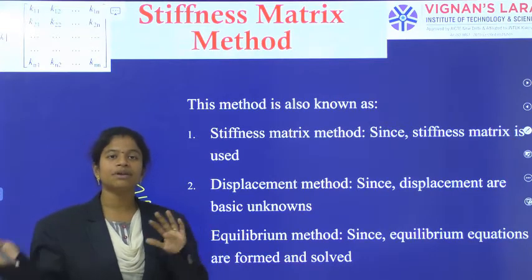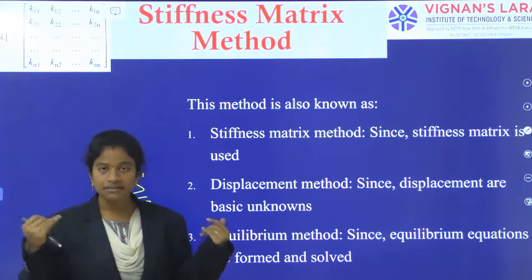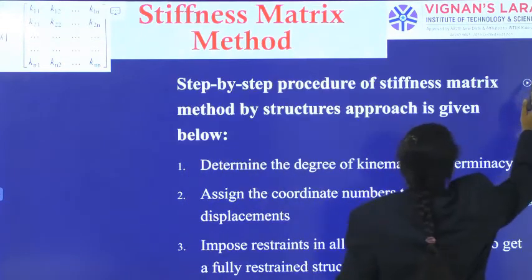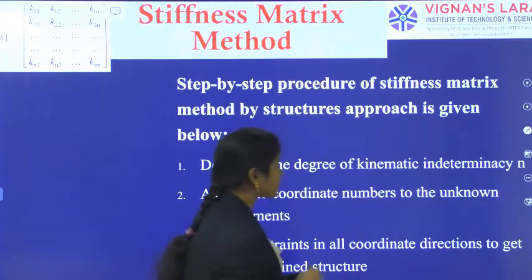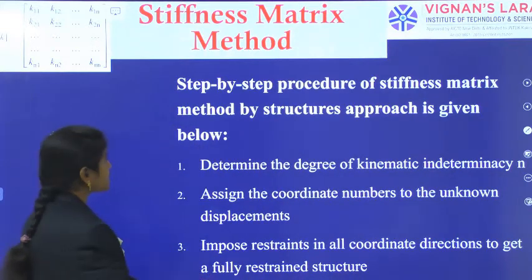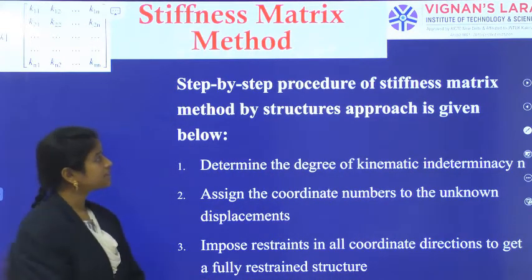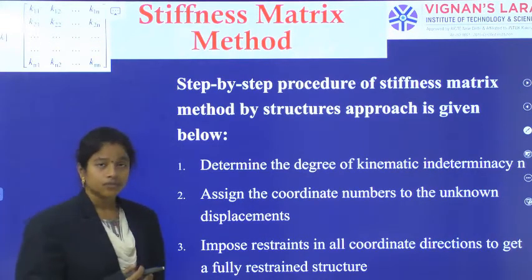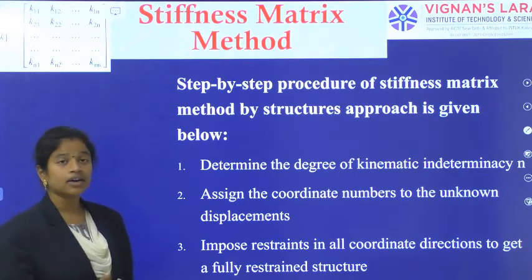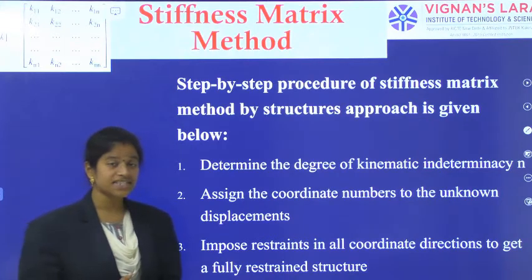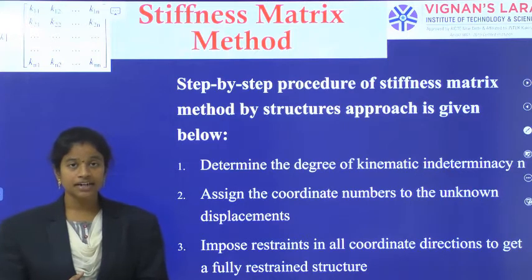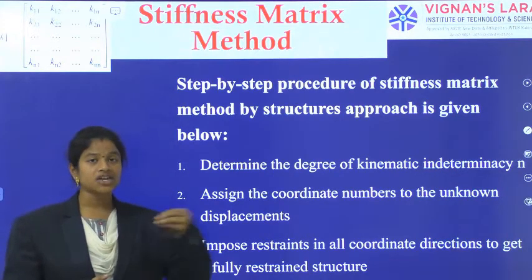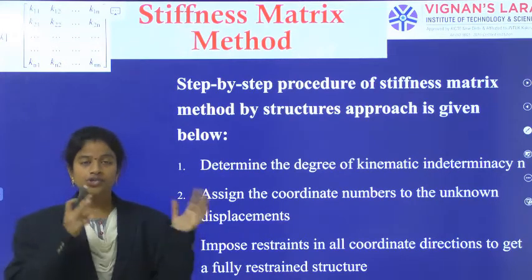So in this way equilibrium condition is maintained. Those equilibrium conditions I am using for generating the stiffness matrix. The next thing is the step-by-step procedure for the stiffness matrix method for the structural approach. Now we have to determine the degree of kinematic indeterminacy. As we have already said, once you know the degree of kinematic indeterminacy or degree of freedom, you have to calculate how many degrees of freedom are possible.